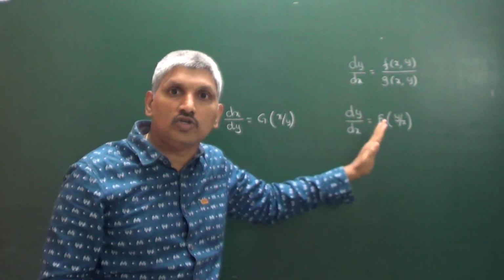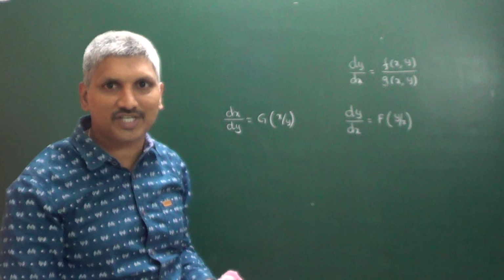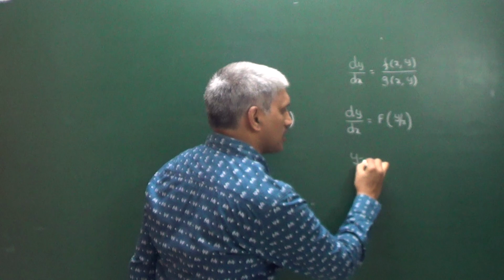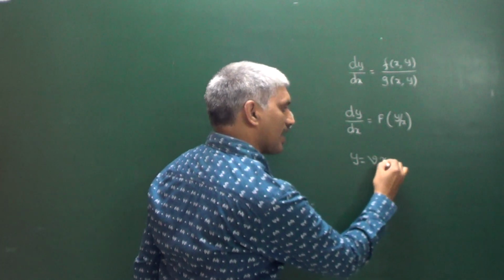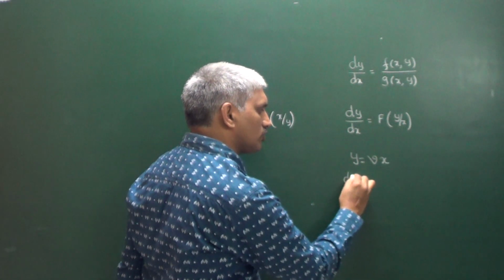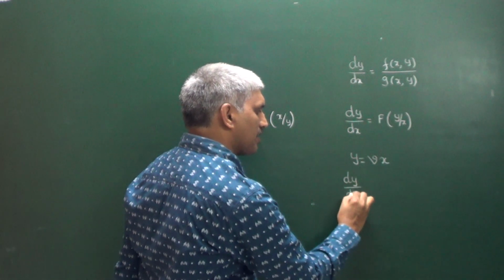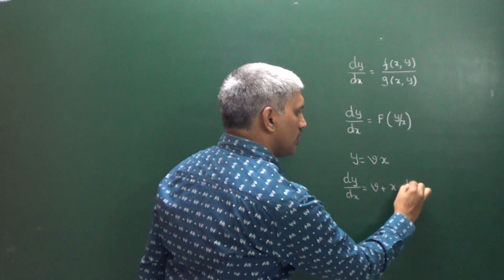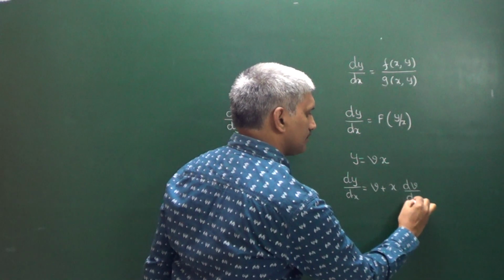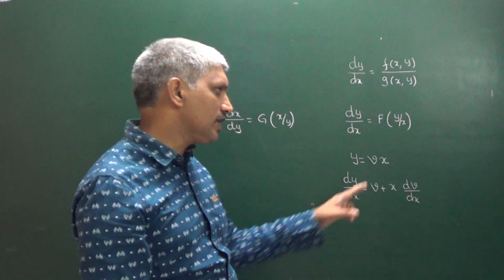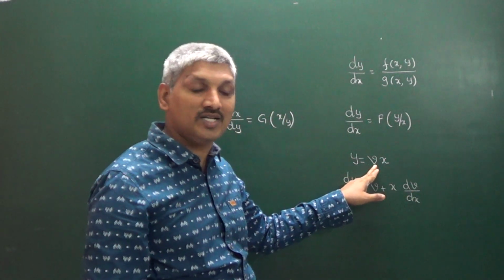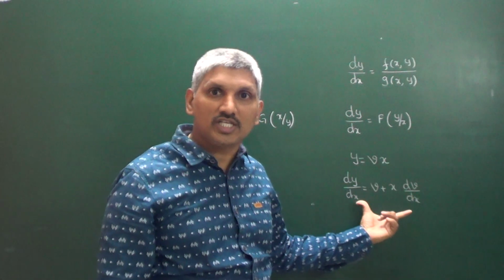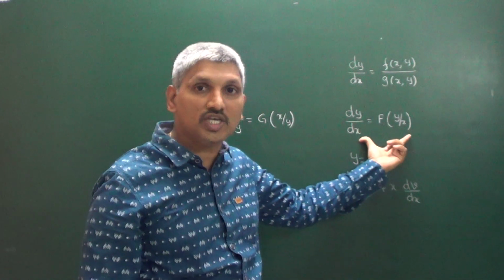For finding the solution of the homogeneous differential equation, what we are going to do in this case is take the substitution y = vx. Whenever we are taking y = vx, then dy/dx = v + x dv/dx. We are applying the UV rule: v into x differentiation is 1, plus x into v differentiation is dv/dx. This type of substitution we are going to do in this case.